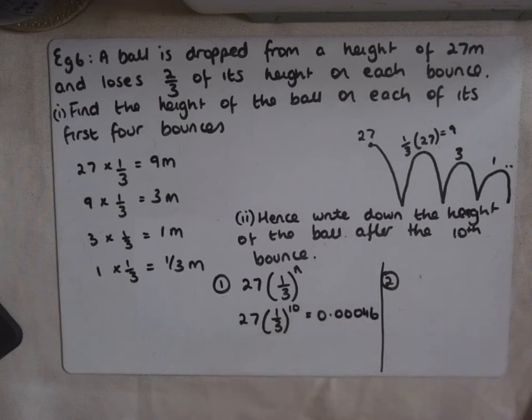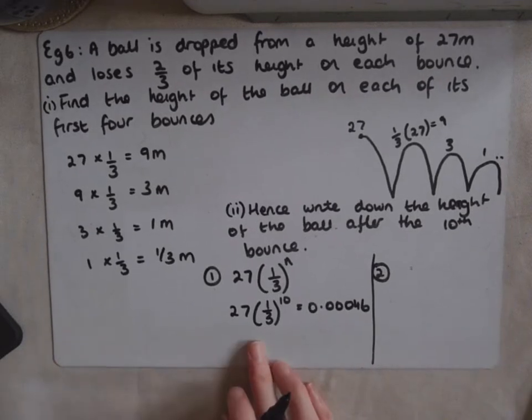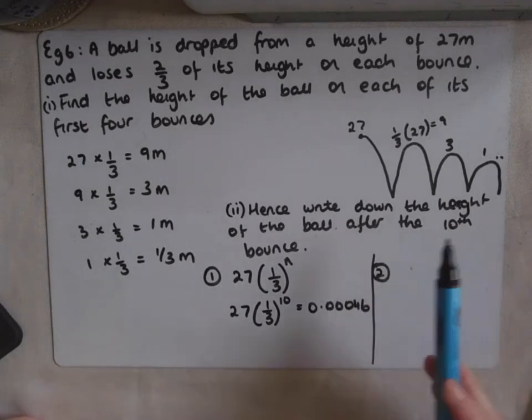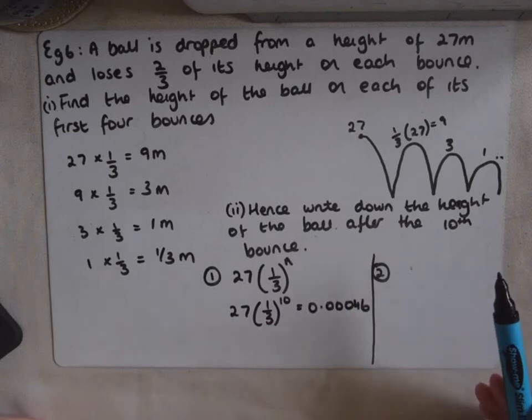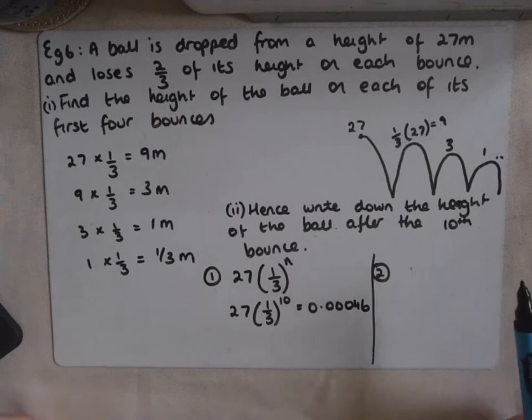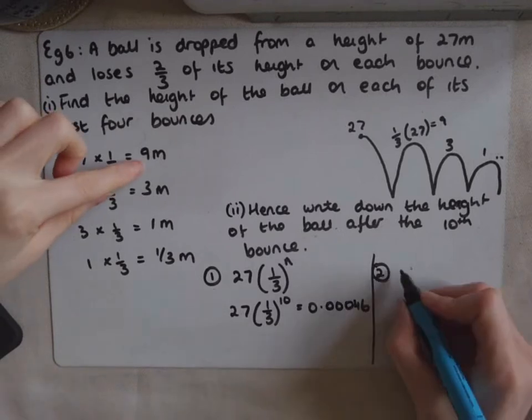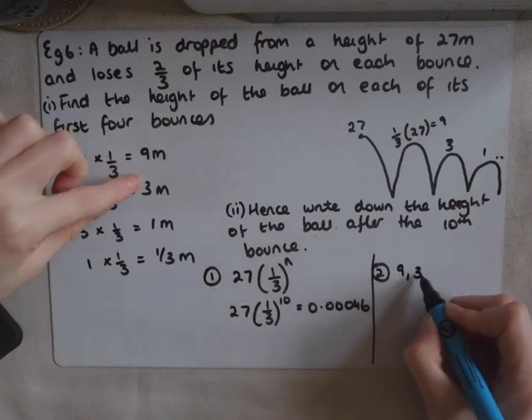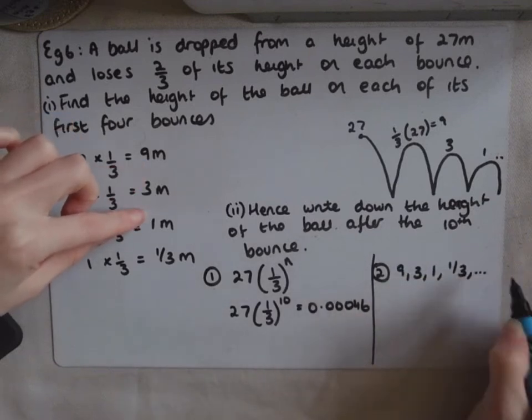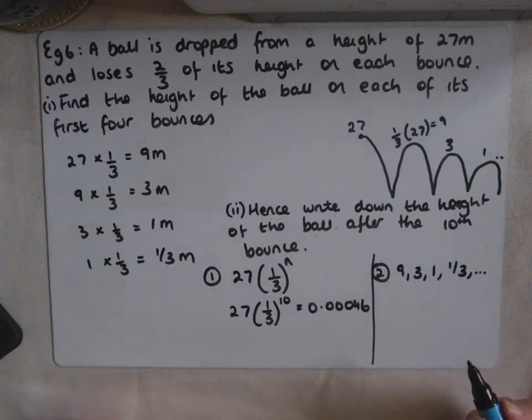Now, I personally like using a formula that I've been given. So this one I had to come up with myself, but if we think about it, I'm interested in the height of the ball after the 10th bounce. If we think of it as a pattern of numbers and we're only interested in the bounces, my pattern of numbers goes like this: 9, 3, 1, a third, and so on. If I'm only interested in the height of the bounces, that 27 isn't a bounce, so I'm not interested in that.